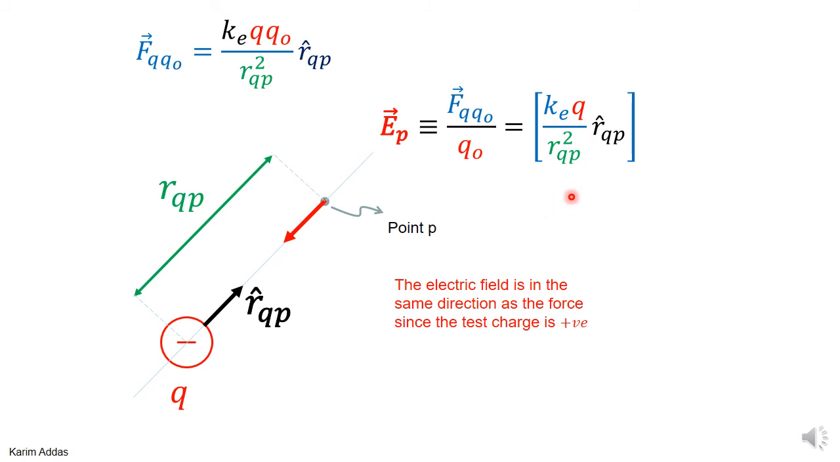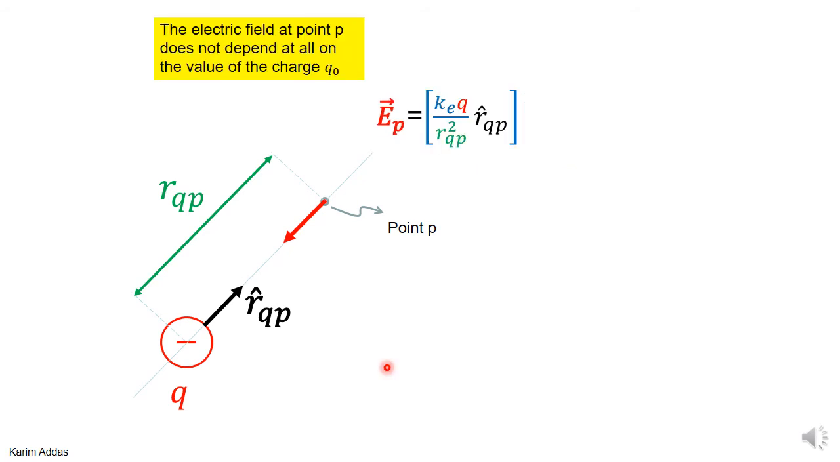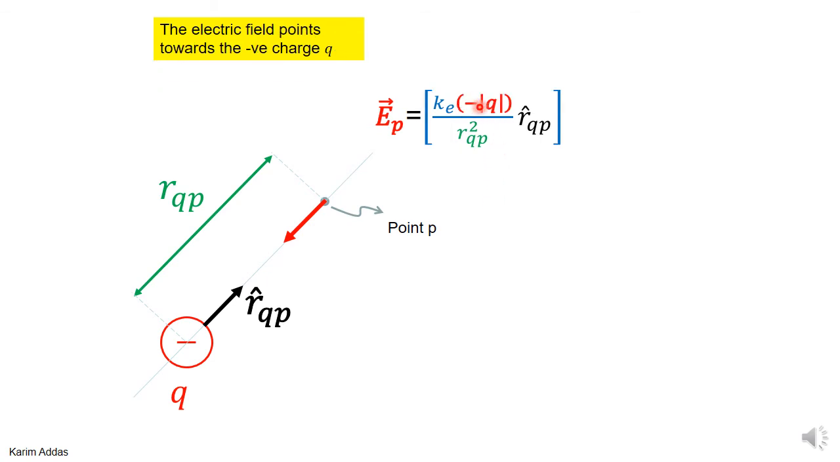So the only difference, and we'll see right now, with the case of a negative charge, is that when you get the electric field vector at point P, remember, we have to put the charge here with its sign. The charge Q is negative, so you put minus magnitude of Q. Now what does this minus sign indicate? It indicates that the electric field vector is not in the same direction as the r hat QP vector, it's opposite to it.